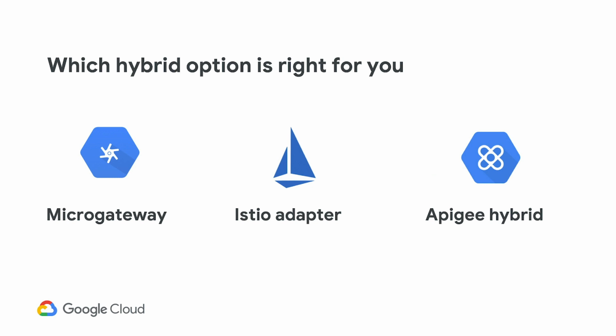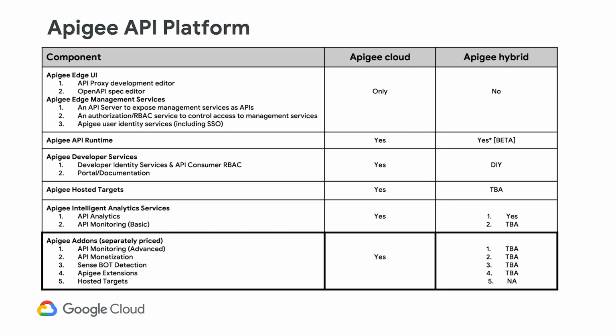All right, so now we've got three options, right? We've got micro gateway, we've got the Istio adapter, and we've got hybrid. What option is right for you? So first off, let's understand what features are there in the Apigee platform and what's available in hybrid. It is Apigee's goal to make Apigee hybrid feature equivalent to cloud. It shouldn't matter who manages your runtime, Apigee or our customers. All the features that you get in the cloud, you should get with hybrid. Some of these examples like bot detection or hosted targets are currently not available in our on-premises version, only available in cloud. But with hybrid, all of these features will eventually be available with hybrid as well.